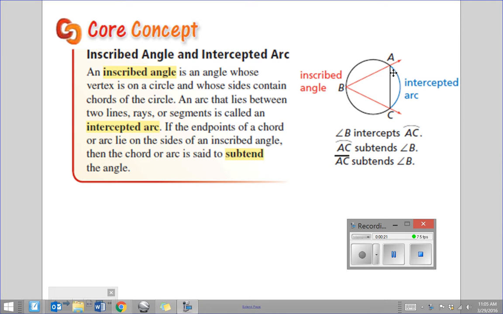Angle B intercepts arc AC. Arc AC subtends angle B, and segment AC subtends angle B. Let me know if you guys need some more time to write this down. Yes. Good, okay.